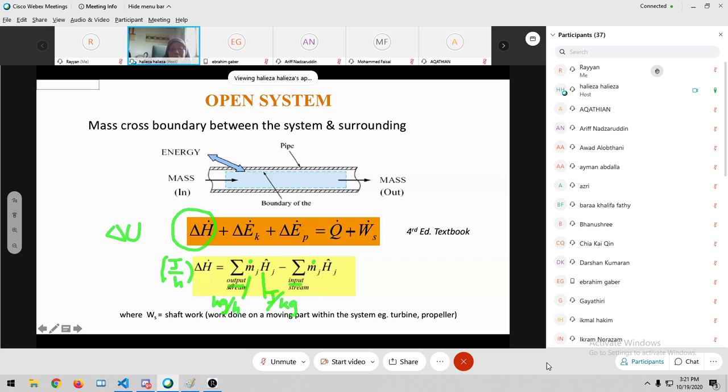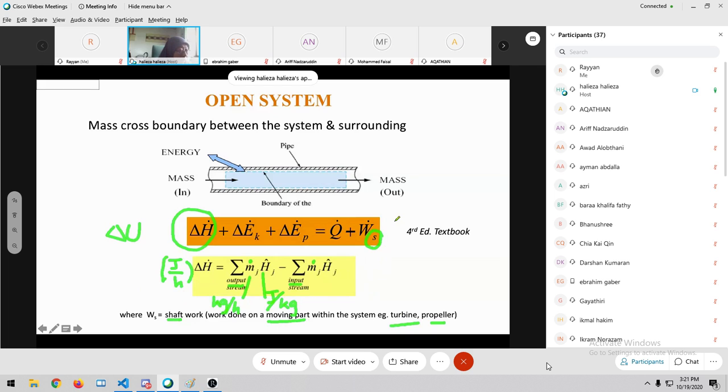Now, there's another thing. Symbol subscript S. Your work, previously when you were looking at closed systems, had no subscript. Now there is a subscript S. That stands for shaft work. Shaft work means there will be moving parts inside your system. You have a turbine, maybe a shaft, a propeller moving inside the system. So that's shaft work.